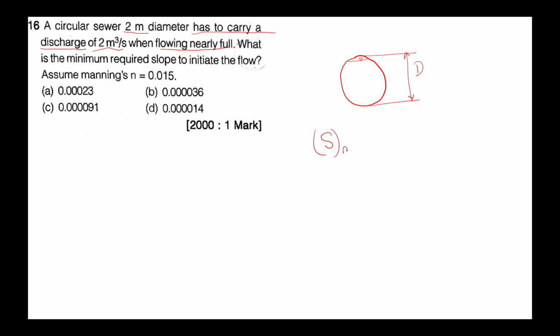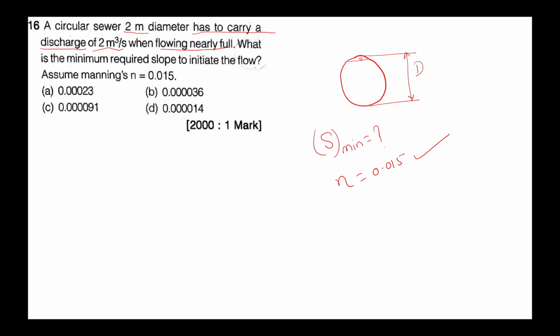The Manning's roughness coefficient is already given as 0.015. Here is a very interesting thing: you know that the Manning's roughness coefficient has dimensions. It is not a dimensionless number, but nowhere is the dimension written. I don't know why, but it is a dimensional number, not a dimensionless number. Okay, so now moving ahead with our problem.